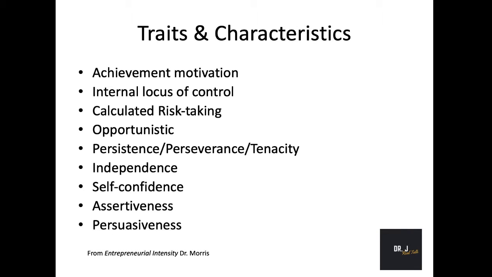So some of the things about entrepreneurs, right? They are achievement motivated. They have an internal locus of control. They take calculated risk. One thing about entrepreneurs is that they don't gamble. They take extremely calculated risk. They don't want to risk all. They don't put all the chips at one table. They find opportunities, right? They're very independent. They're self-confident, assertive, and persuasive, right?